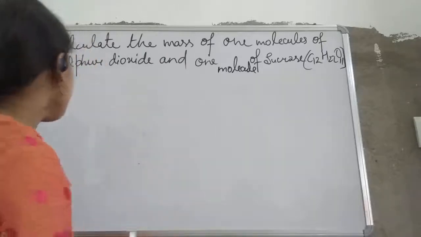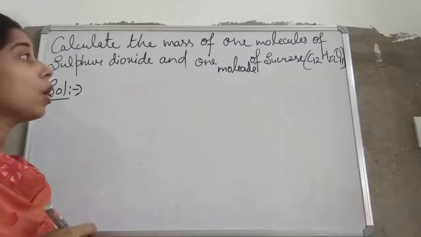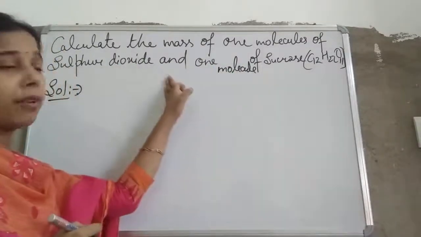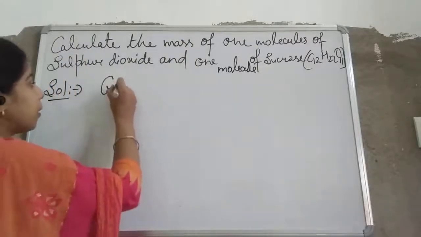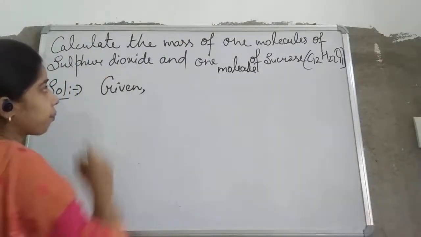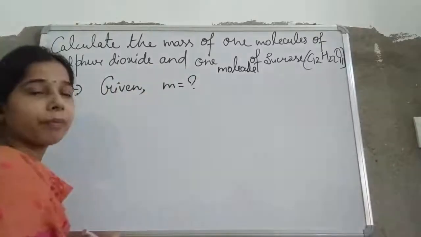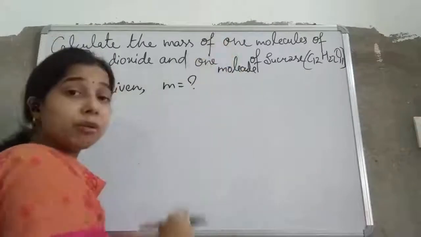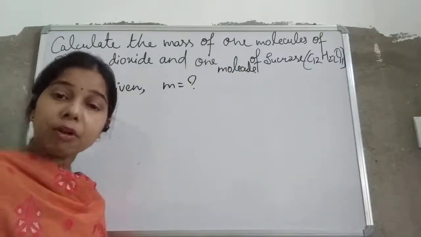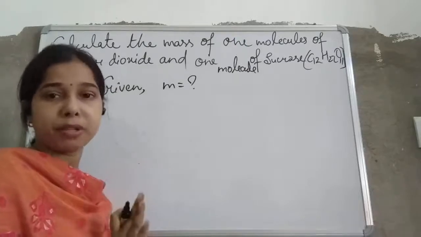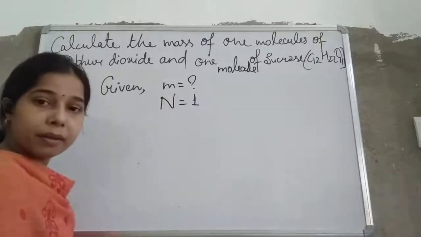Okay. Now see here students, one molecule of sulfur dioxide, we have to find the mass here. So what are the things given in the first case? Mass we have to find. One molecule is given, students. So if one molecule is given, what does that mean? That the number of particles, the number of molecules, is mentioned. So we will say that capital N is equal to 1.